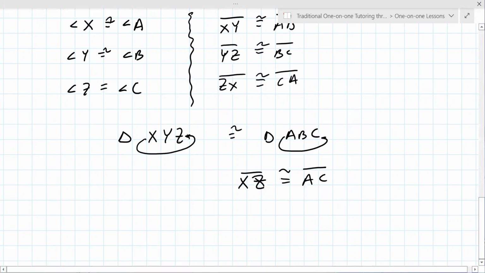But you can then keep going back. You can go Z to Y. So you're moving left now. Z to Y.